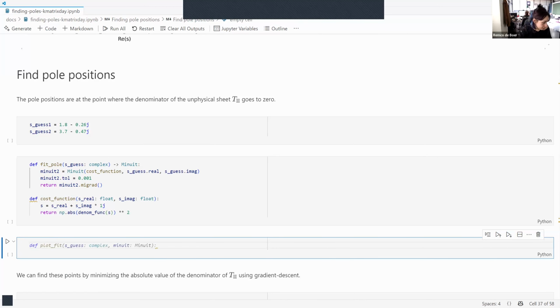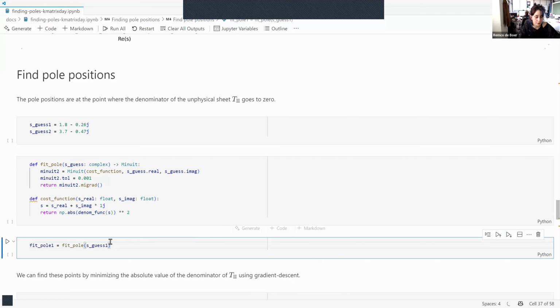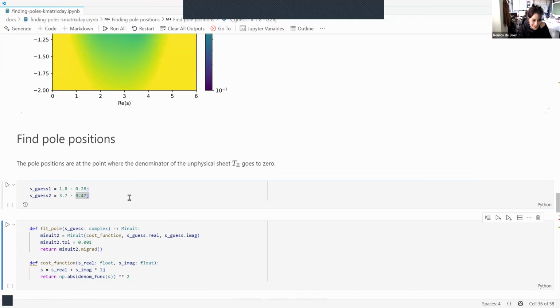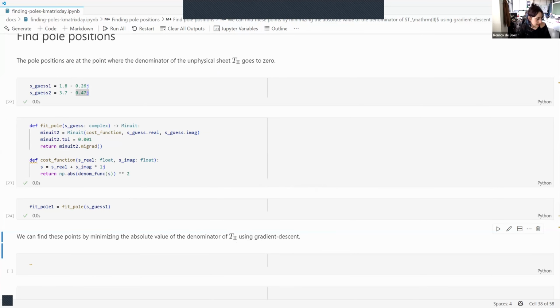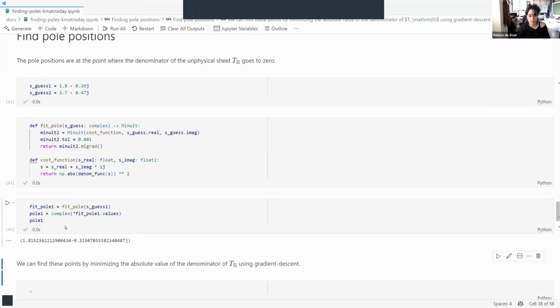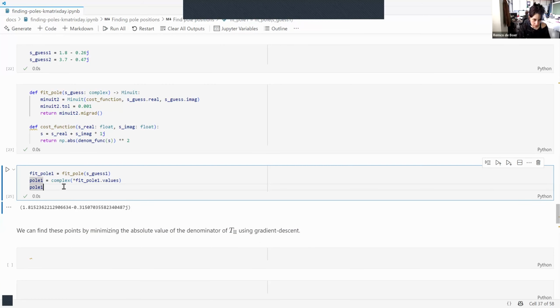Let's fit the first pole. Maybe I should run the cells again. Okay, nice. Seemed to work. And then I can print out the pole positions Minuit found. Okay, cool. Looks kind of good, kind of close to my guess, but let's see later. I will quickly fit the second pole.